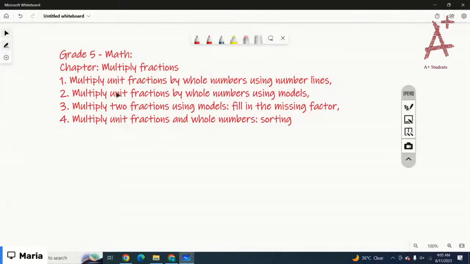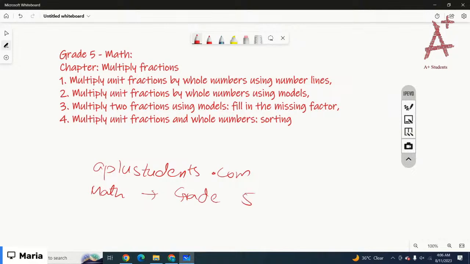So you can find all the lessons on aplusstudents.com. You have to log in there using your email address and password as provided by the administrator. Then you have to select math from the subject tab. Scroll down to grade 5 and then click on view all lessons. There you can find a list of the chapters. We're going to start with the chapter multiply fractions.